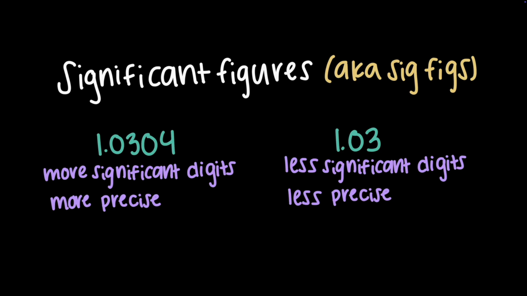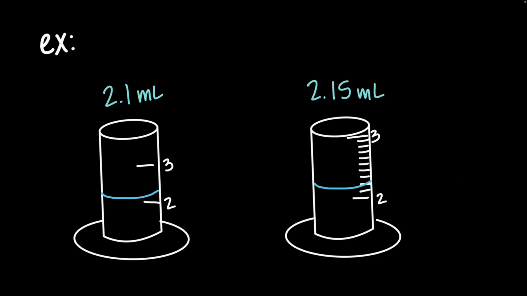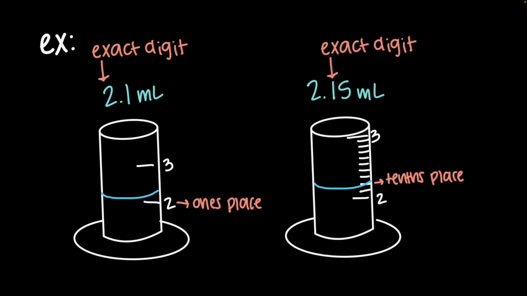Significant figures, often called sig figs, are the digits in a number that carry meaning about its precision. With more significant digits, the value will be more precise, and with fewer significant digits, the value will be less precise. For example, if you say a solution's volume is 2.1 milliliters, that's different from saying it's 2.15 milliliters. These different values can come from two different graduated cylinders. With one graduated cylinder, it could only have the ones place shown as the exact digit, and the other graduated cylinder could have the tens place shown as the exact digit.